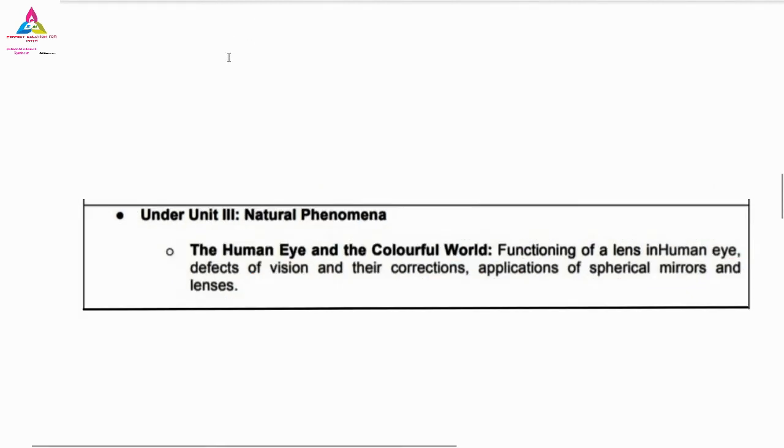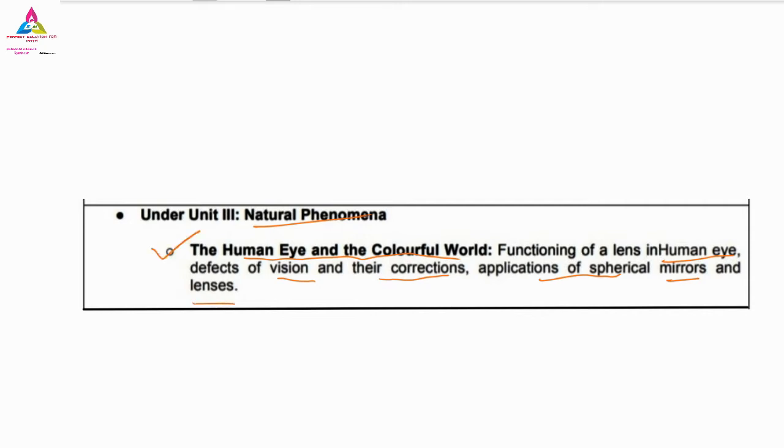Now coming to the third unit, that is natural phenomena. In natural phenomena we have the lesson the human eye and the colorful world. In that, the functioning of the lens in the human eye is removed. Defects of vision and their correction they have removed. Application of spherical mirrors and lenses, they have removed.